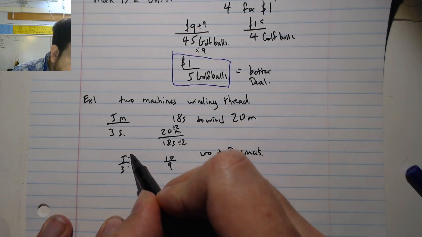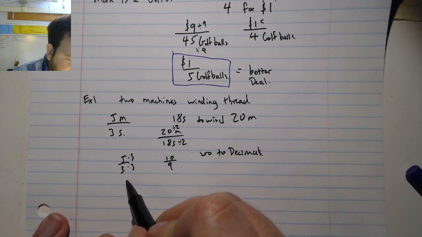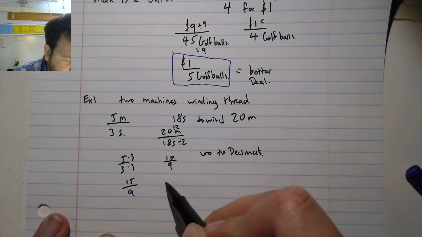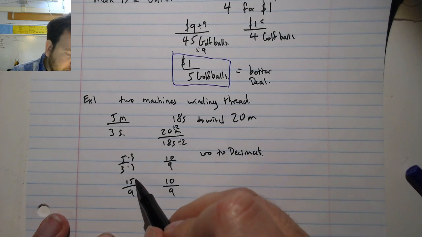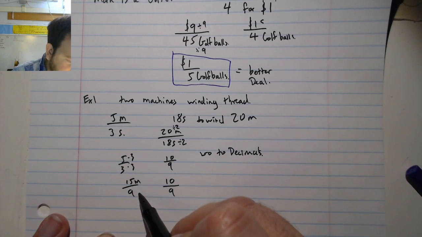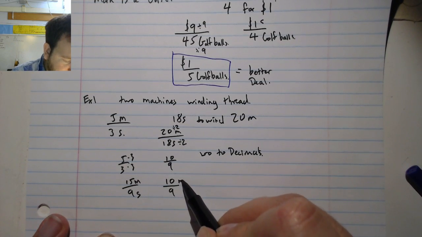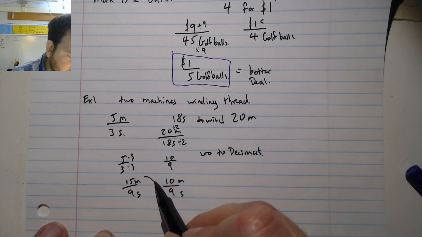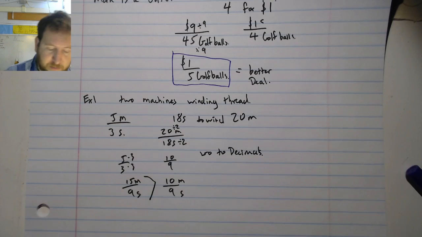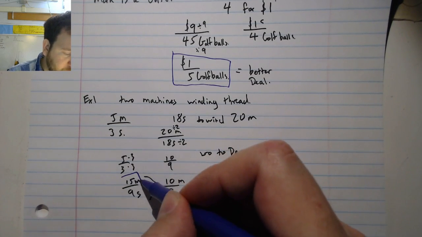So if I times both of these by 3, I then have 15 over 9, and I can compare it to 10 over 9. And I can see that 15 meters every 9 seconds is much faster than 10 meters every 9 seconds. So I can definitely see that this machine is better, and this machine is a better winder.